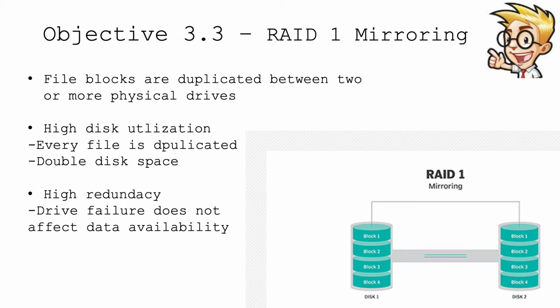You can obviously see in this scenario that we are using twice as much drive space as we would with RAID 0. Because we are duplicating every single file, we will effectively need twice as much storage to be able to store the same amount of information. But on the plus side, if we lose either of these physical disks, our data remains available because we have an exact duplicate of that data on the other disk.